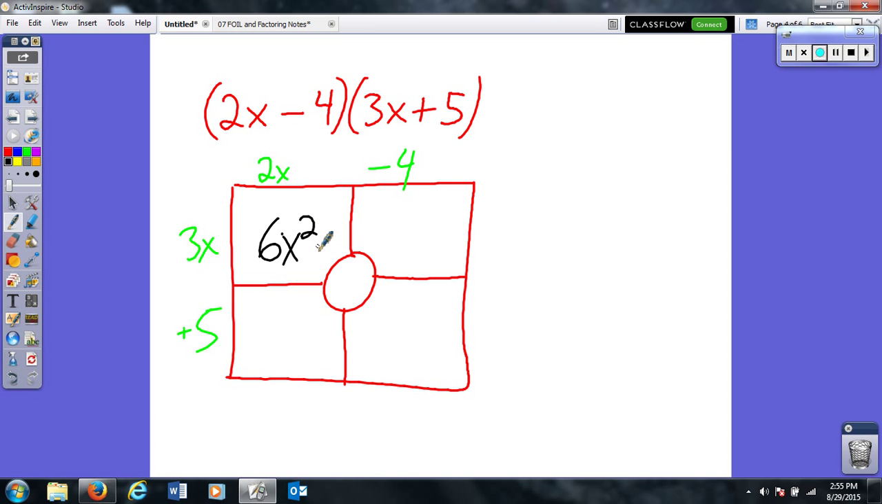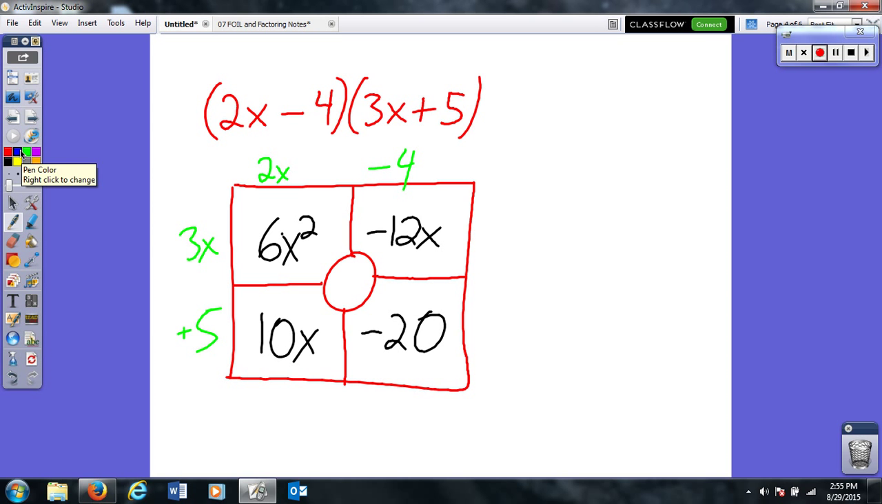On the top right box, 3x times negative 4 is negative 12x. Bottom left box, 2x times 5 is 10x. And on the bottom right box, negative 4 times positive 5 gives us negative 20.